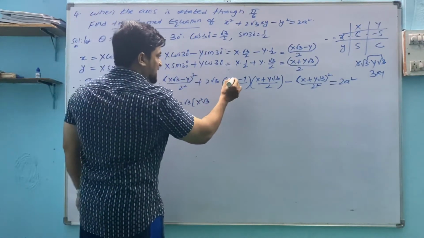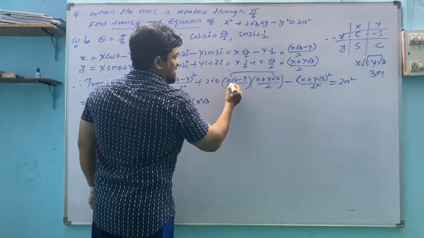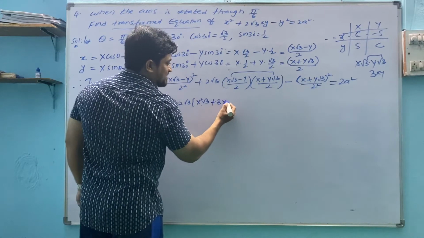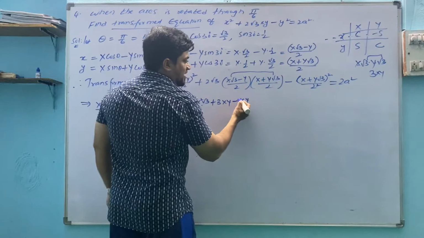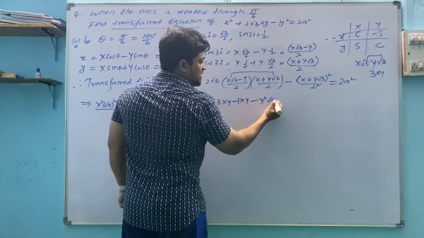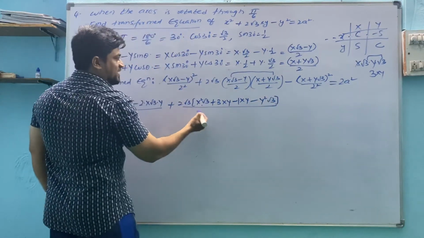So while multiplying this and this, you will get x square root 3. But for this and second one, x into y, xy, root 3 into root 3 is 3. So this is 3xy. Minus y into x is xy. In order you can write 1xy. Minus y into y is y square root 3. This bracket is closed. Divided by 2 to the 4.